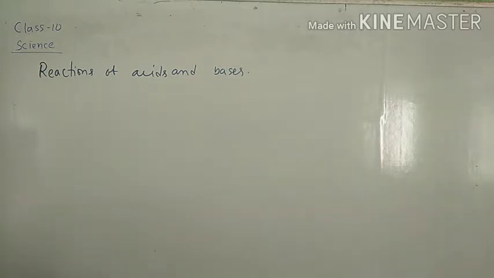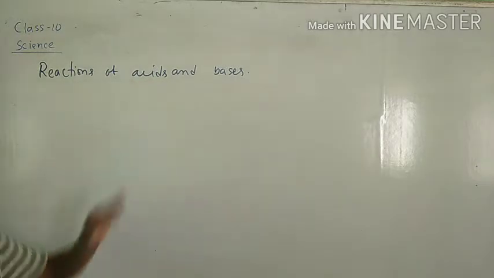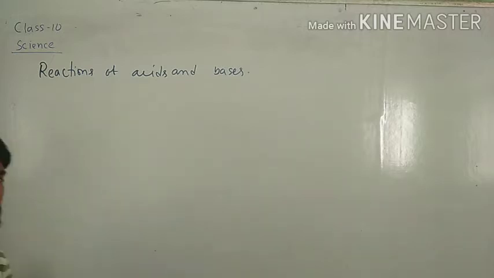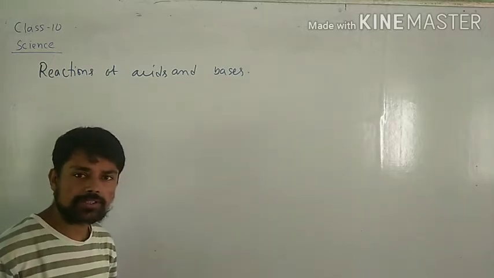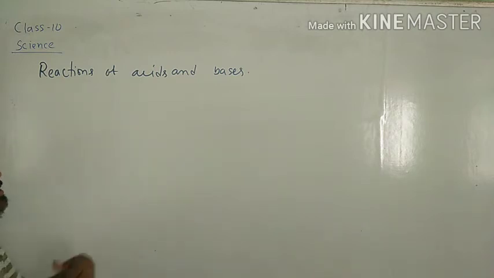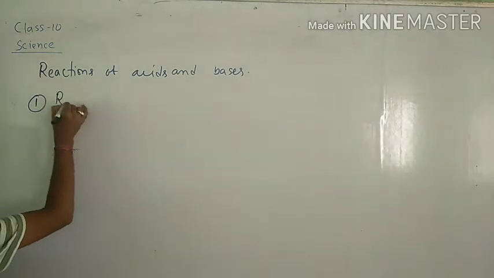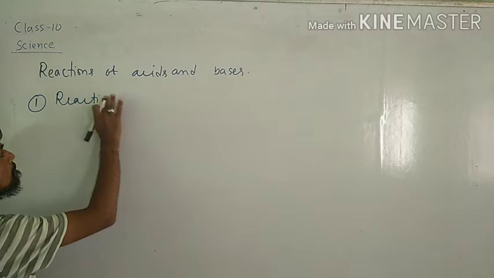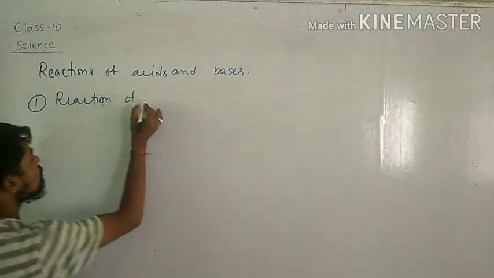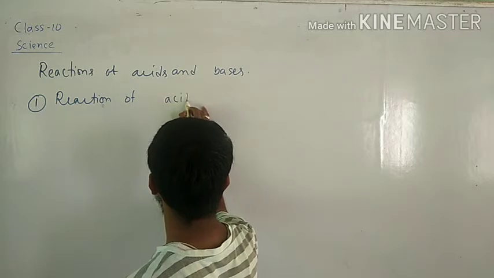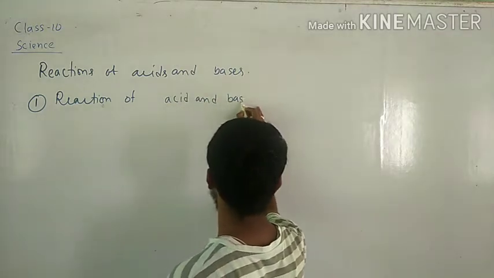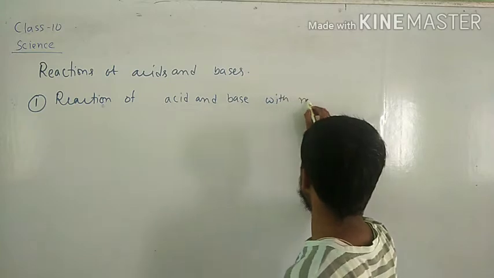Today we are going to discuss some reactions of acid and base. That means we see what happens when acid reacts with some other elements or metals. Similarly, we see what happens when base reacts with another substance or metals. So let us first see the reaction of acid and base with metal.